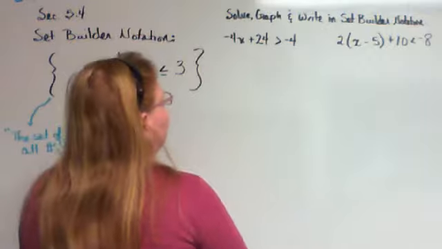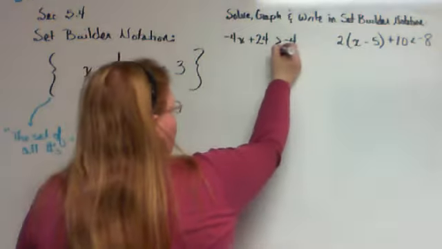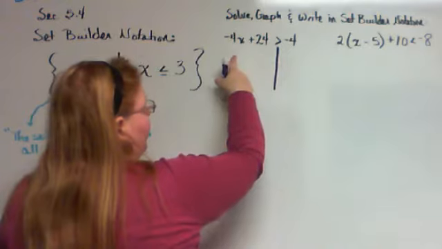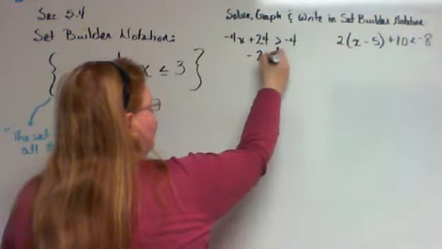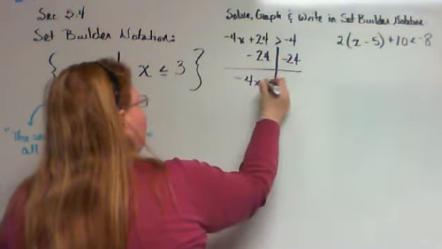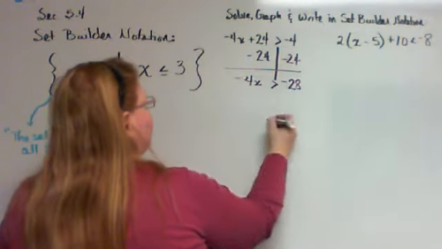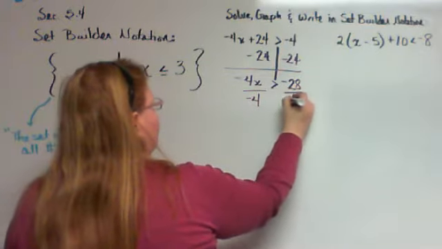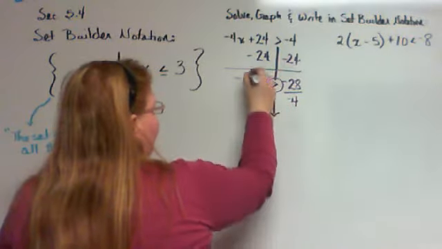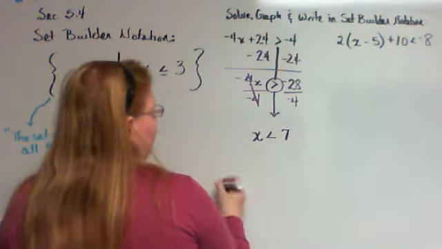So for this one, they want us to solve and graph and then write it in set builder notation. So the first thing I have to do is solve it. So I'm going to draw my line. I need to get all the letters on this side. They are. Get all the numbers on that side. So I'm going to subtract 24 from both sides. Gives me negative 4x is greater than negative 28. Divide both sides by negative 4. That negative makes my sign change. So that'll end up giving me an x is less than positive 7.